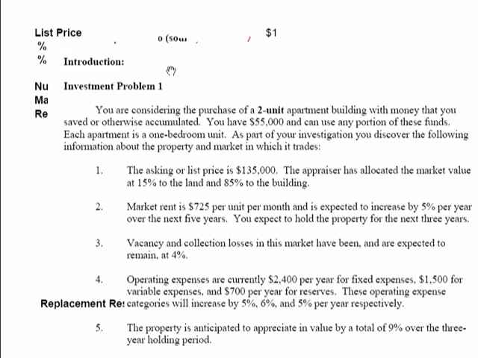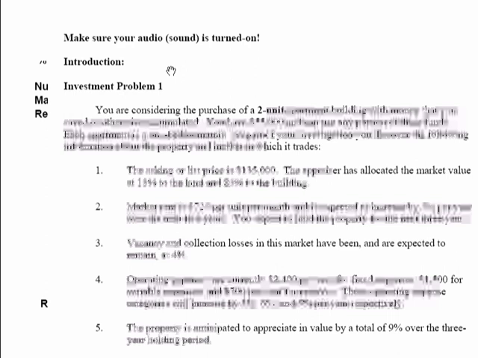Going back to our narrative, our next assumption is the market rent is $725 per unit per month and is expected to increase by 5% per year over the next 5 years. So we've done a market study. We've determined that the rent for these one-bedroom apartments in this market should be $725 per month per unit, and that's what we can expect to rent these units out at.